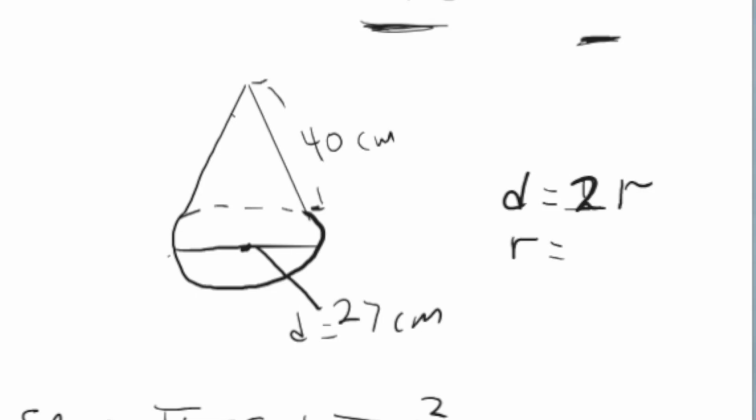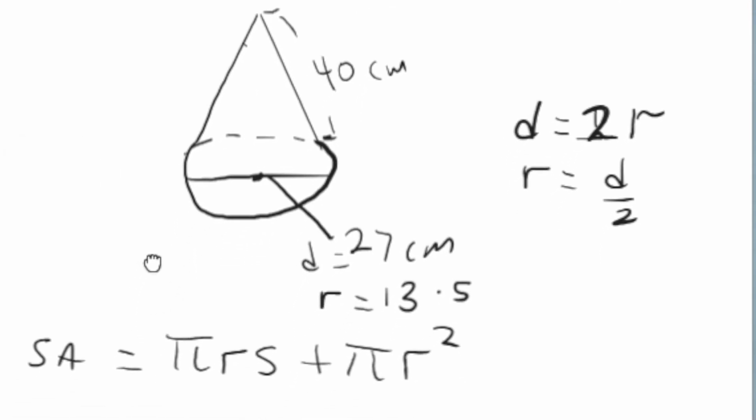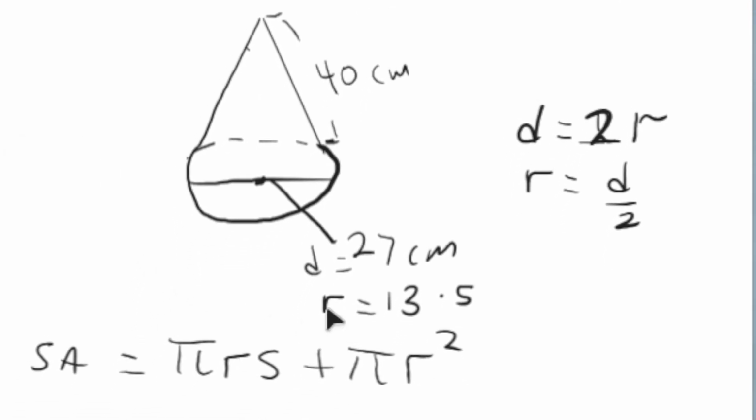So our radius is equal to d over 2. So in this case, our r is going to give us 13.5. So we don't use 27 because 27 is the diameter, but we're looking for the radius, so we have to divide by 2 to get 13.5.